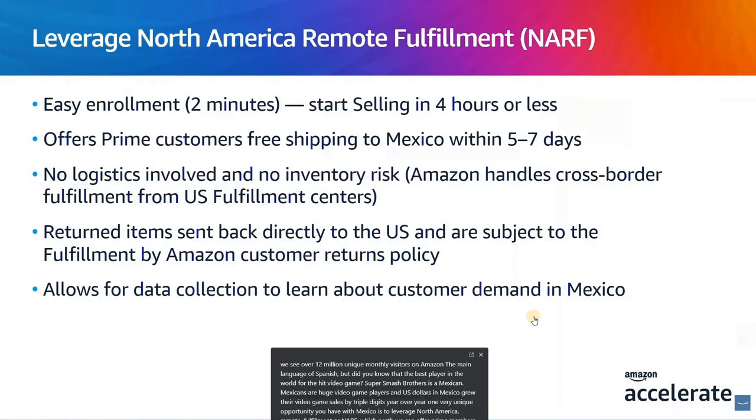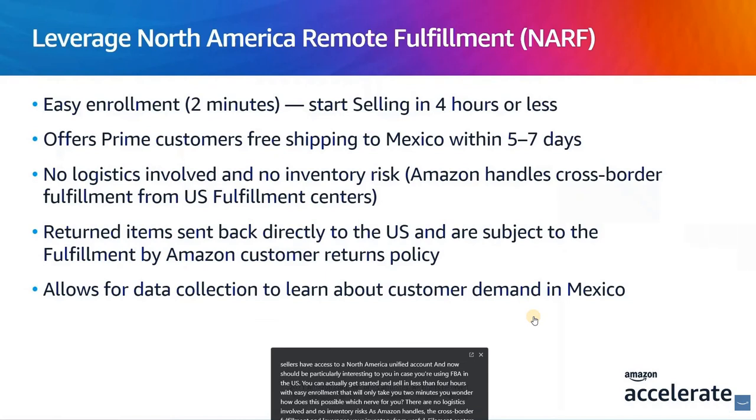All professional US sellers have access to a North America unified account. And NARF should be particularly interesting to you in case you're using FBA in the US. You can actually get started and sell in less than 4 hours, with easy enrollment that will only take you 2 minutes. You wonder how this is possible? With NARF, for you, there are no logistics involved and no inventory risks, as Amazon handles the cross-border fulfillment and leverages your inventory from US fulfillment centers.